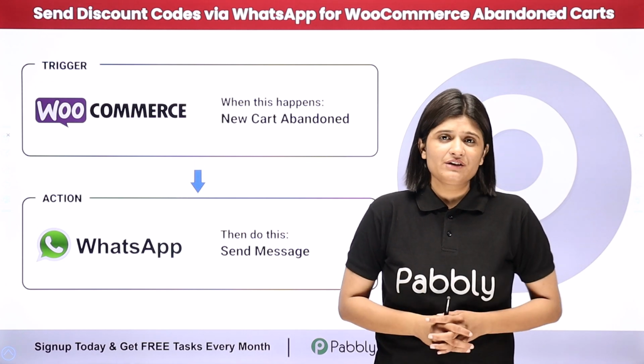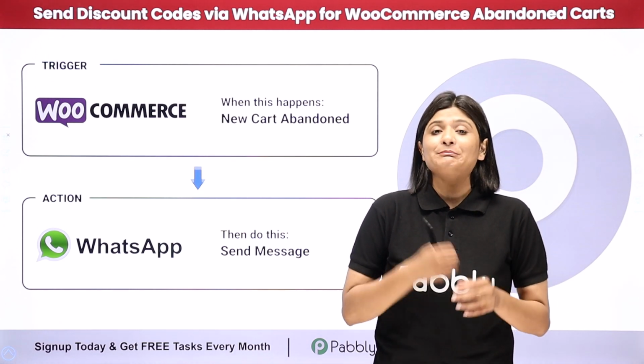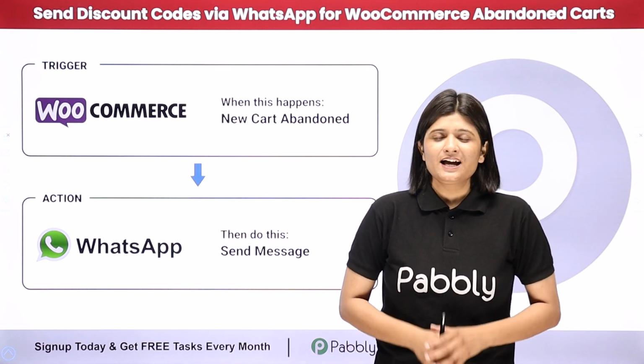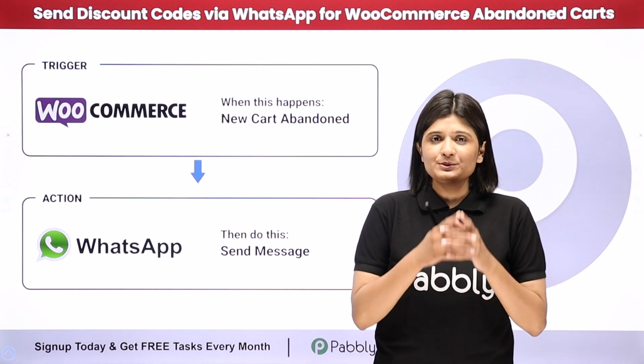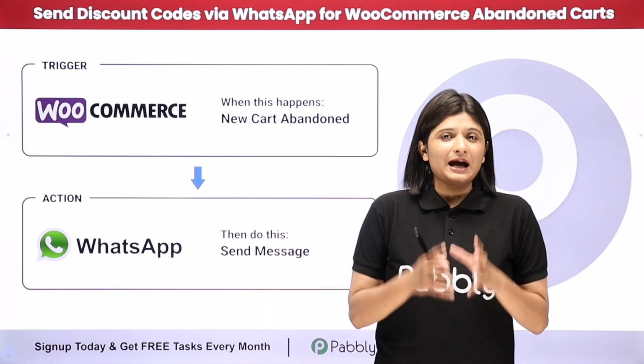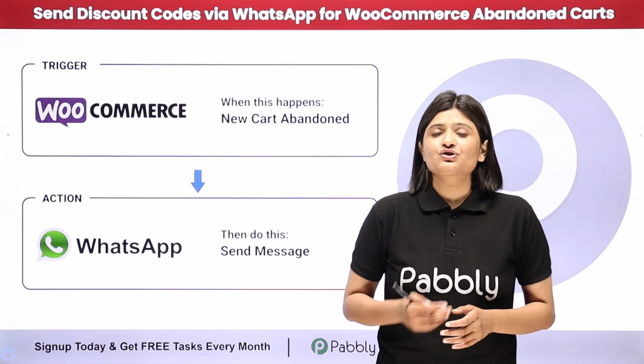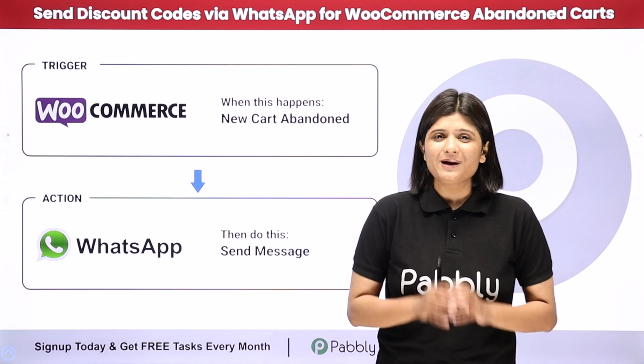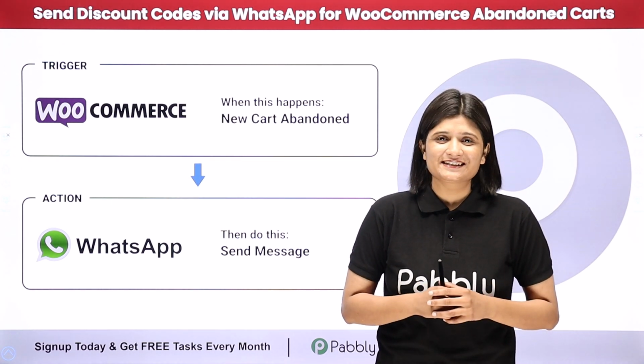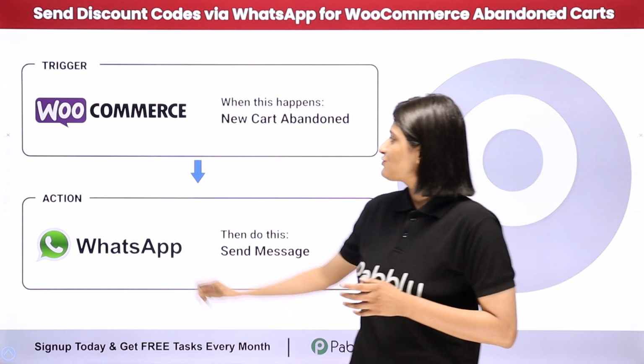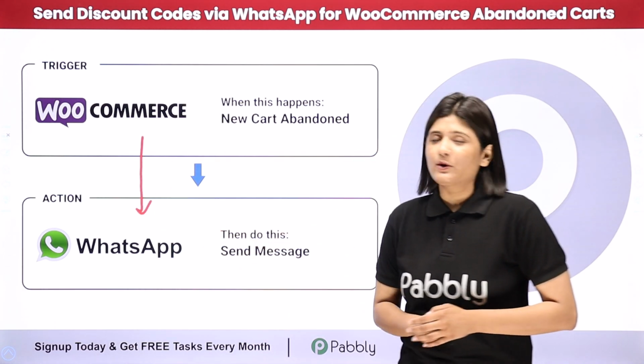Now doing this manually will consume a lot of my time, so I've completely automated this process, and to do this automation I'm going to use Pabbly Connect. Pabbly Connect is an amazing automation and integration software which requires no coding or programming skills. Here I just need to build a connection between WooCommerce and WhatsApp Cloud API.